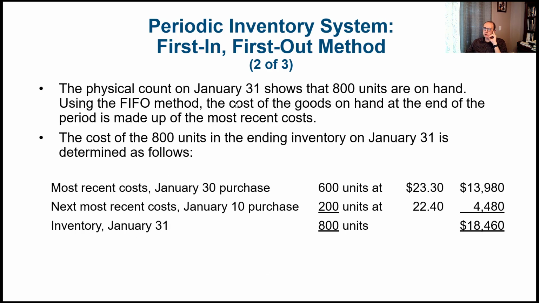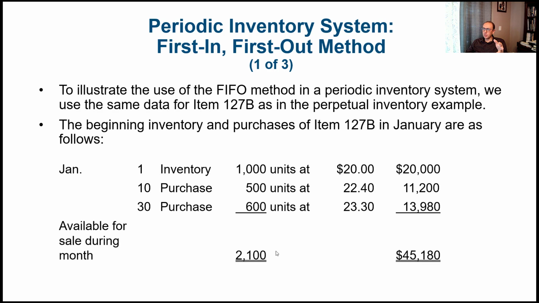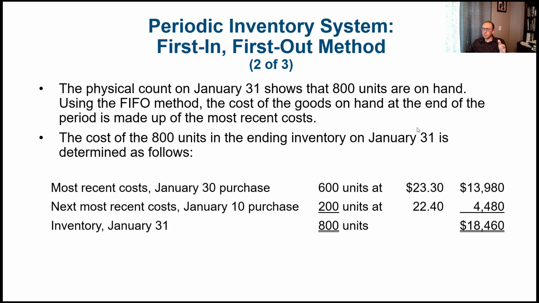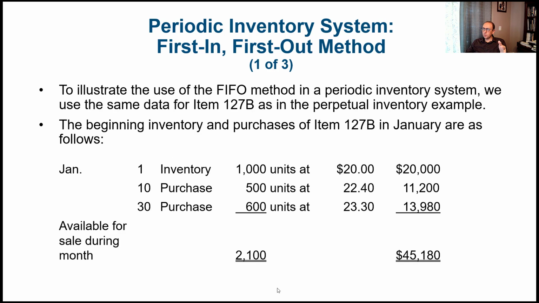The physical count on January 31st shows that 800 units are on hand. So at the very end of the period, we found that 800 units are on hand. Remember, we had a beginning inventory and purchases of 2,100, and at the end of the month, we were only left with 800. So how many units did we sell? That's the difference. 2,100 minus 800, that should be 1,300 units sold.